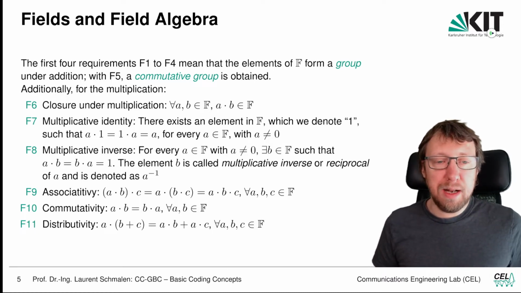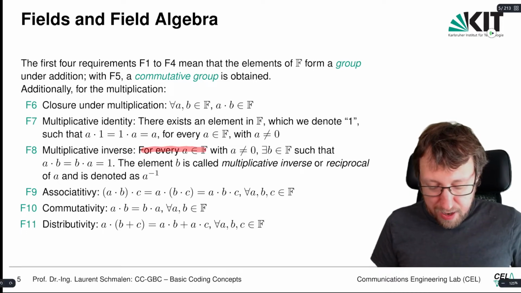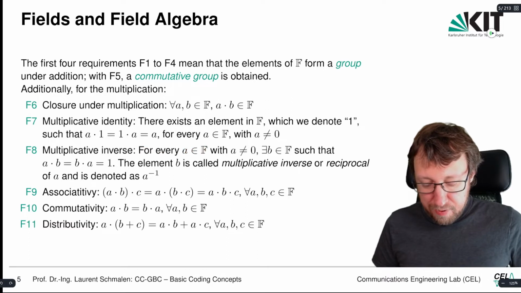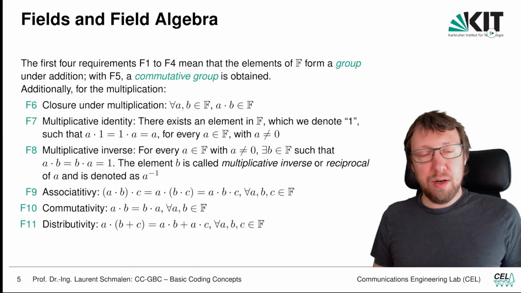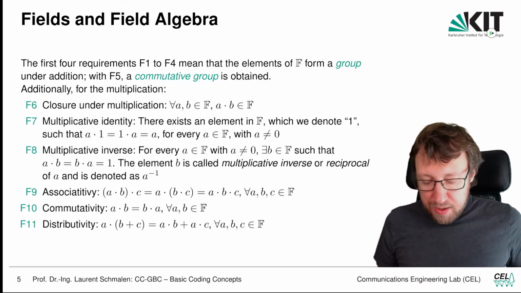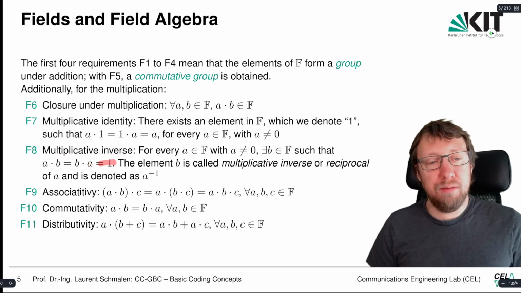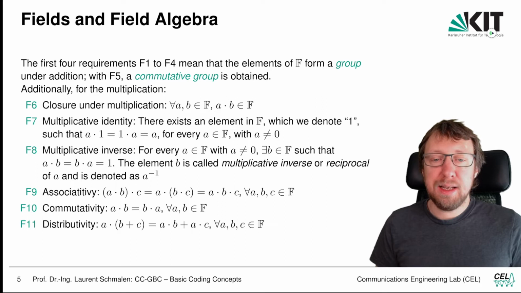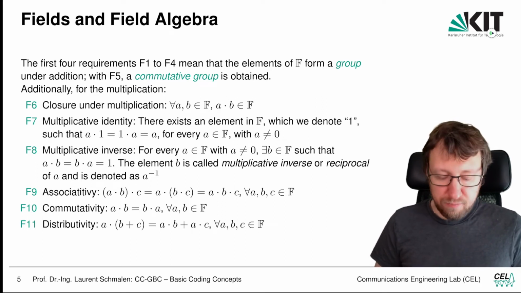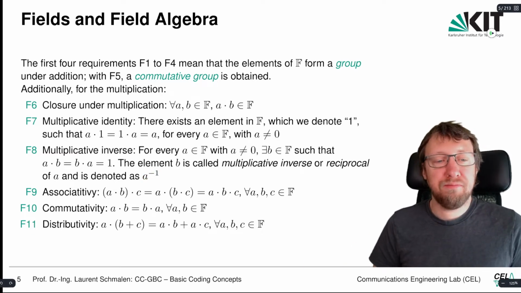Then there should exist a multiplicative inverse. So again, for every A from the set F, A must not be equal to 0, because we cannot divide by 0 in the real numbers as well. There exists a B such that A times B is equal to 1, and also B times A should be equal to 1. And this is the multiplicative inverse or the reciprocal of A. And also here we usually denote it by A to the power minus 1.